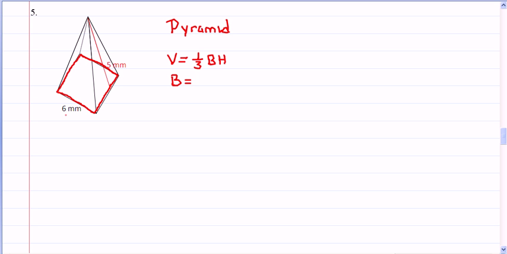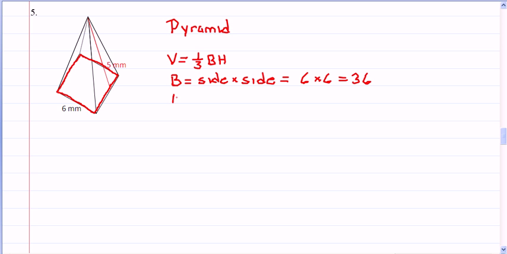And we know that the sides are equal to 6, and to find the area of a square, it's side times side. And since each side is equal to 6, it's 6 times 6, which is 36. So our capital B is equal to 36.